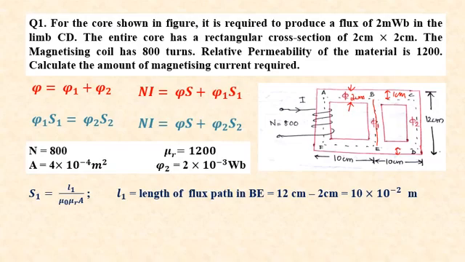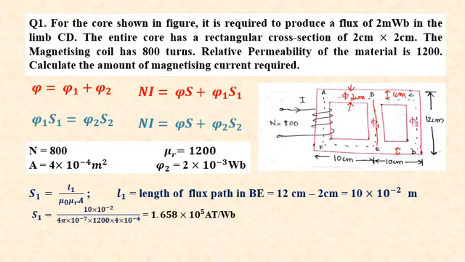So whenever we get a question, we must check whether the dimensions of the core or the mean length is given. If the mean length of flux path is given, we can directly use that value. Else, from the dimensions of the core, we have to deduct to get the value of the flux path.